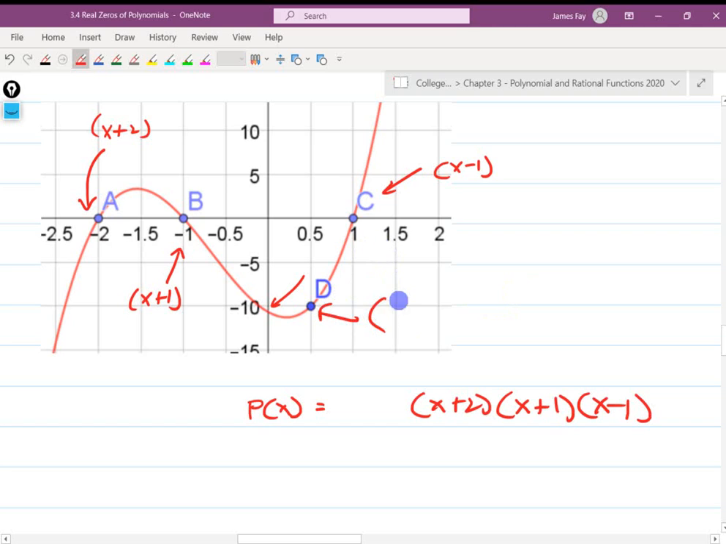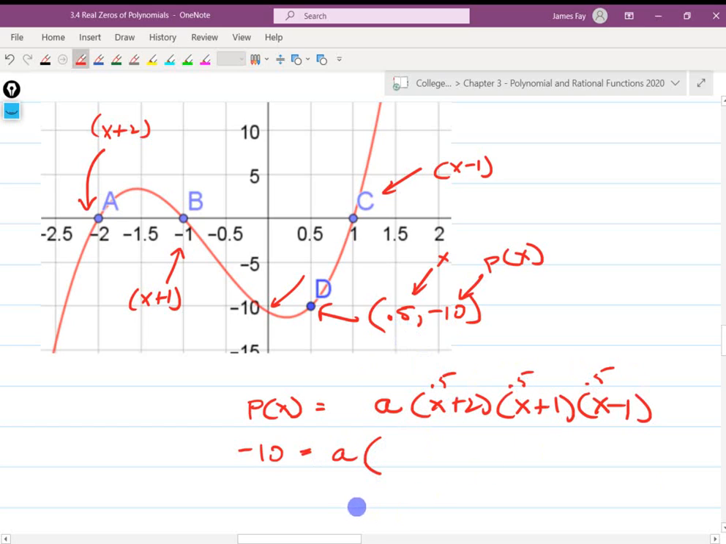I know that point is at an x value of 0.5 and a y value of -10, correct? So that's an x value, that's a y value, or a p of x value. So to find the number that we multiply the entire thing by, that scalar value of a, we take p of x and make it -10. We don't know a, that's what we're looking for, but x now becomes 0.5. That becomes 0.5 there, 0.5 there, 0.5 there. Does that make sense, everybody?